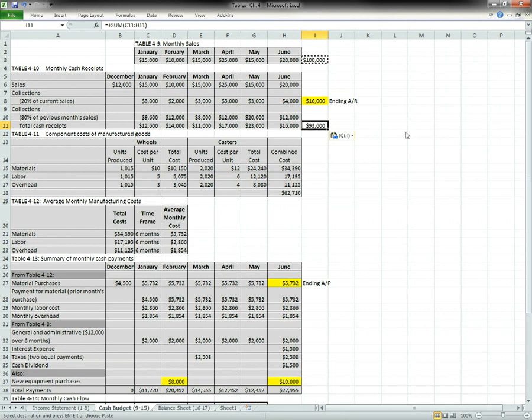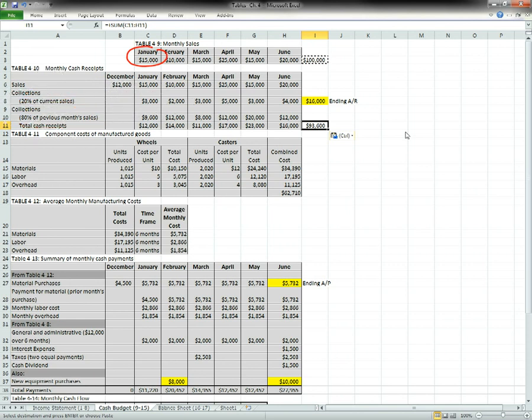So how do we go about developing this? Well, we're going to assume that every month we collect 20% of our sales currently, and that the rest of it is collected the next month. So for any given month, let's say in January we had $15,000 in sales, 20% of that's $3,000. In addition, we're going to collect $9,600, or 80% rather, of the prior month, and our total cash receipts then are the $3,000 plus the $9,600. That comes to $12,600.